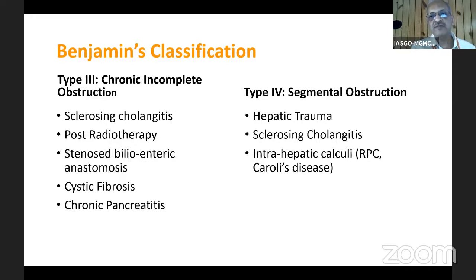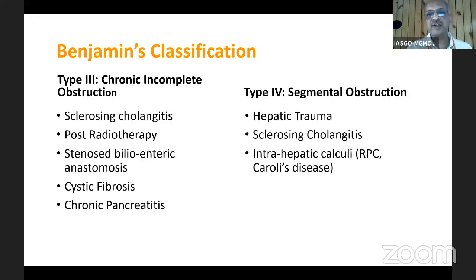And the last is type 4, where we have segmental obstruction, usually seen in patients of Caroli's disease, or more common, especially in the eastern part of the country, recurrent pyogenic cholangitis, where we have multiple intrahepatic stones, usually limited to a segment or a sector of the liver. So it leads to segmental obstruction. More often, patients don't have high jaundice, rather more of cholangitis in such situations.